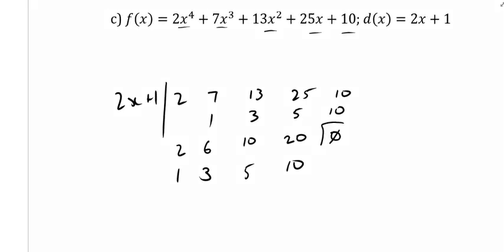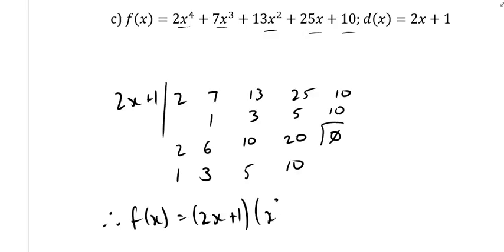What does the remainder of 0 tell us? That it's a factor. Very good. So therefore, let's write our division statement. f of x equals 2x plus 1 times x cubed plus 3x squared plus 5x plus 10 plus 0. So it's kind of like we factored it. Now it's not factored fully, but we've started factoring it. We split it up into two. Both of those, in fact, are factors.